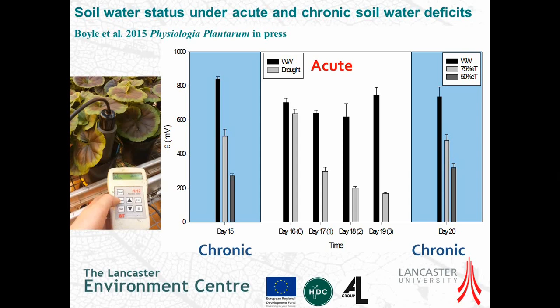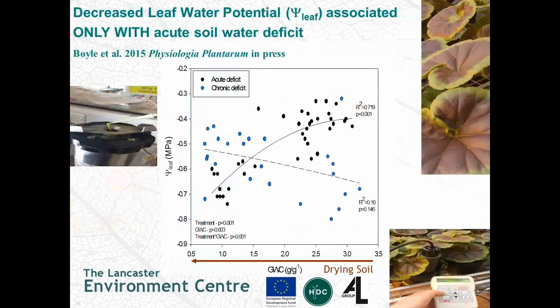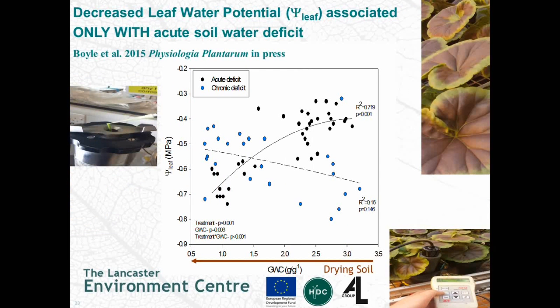What impact, if any, did this have on the leaf water potential of the plants? And what was quite striking was that we got a very different response of leaf water potential to soil water content depending on how we applied the treatments. So if we simply withheld water, this is sort of this classic response of leaf water potential declining as the soil dried.